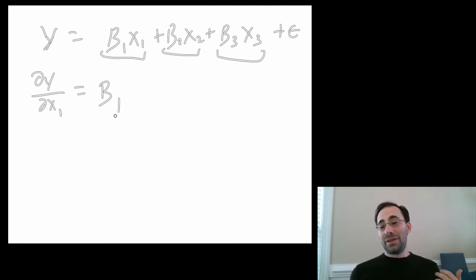Now, at this point you might be saying, that's great, but why do I care that much about this? I mean, I can just remember that it's a marginal rate of change. Why am I supposed to take a derivative? Here's why.